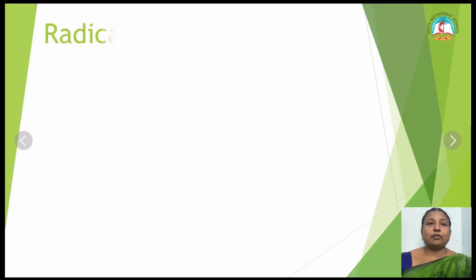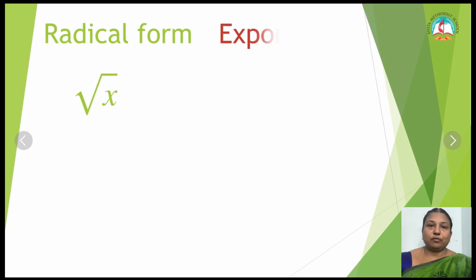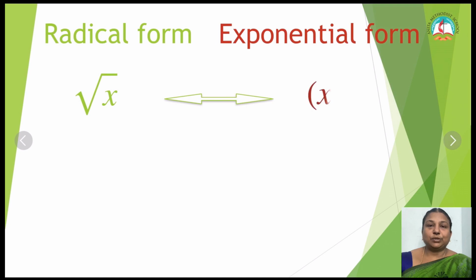Now the radical form, the square root in radical form. That is square root of x. Then how you can write this in exponential form, that is x to the power 1 by 2. Okay, children. So shall we put one power and we can see?